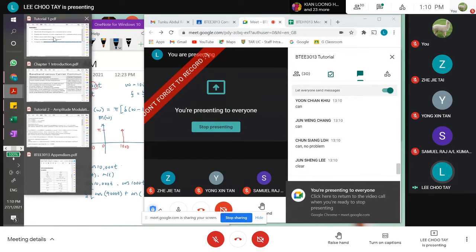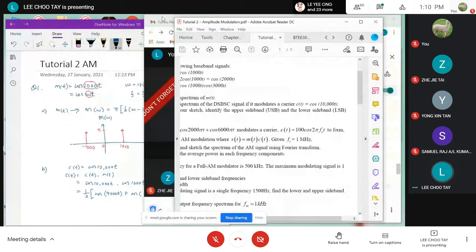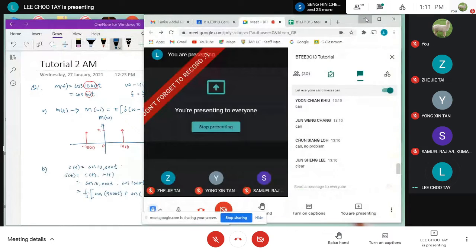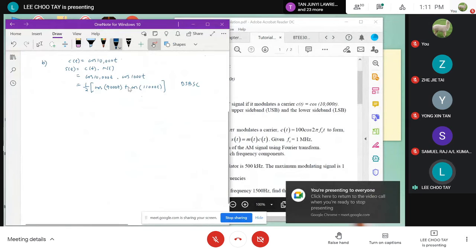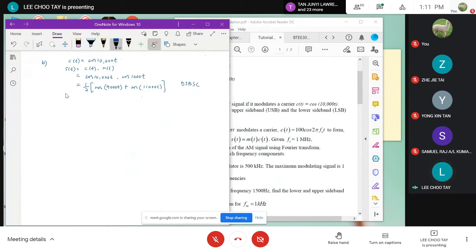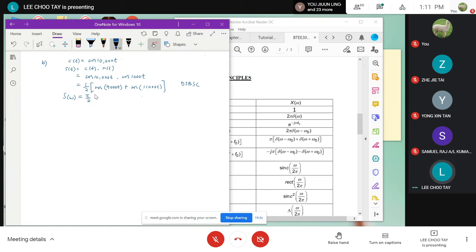Draw the next one. Where am I? Tutorial 2. Yeah, this is tutorial 2. So now, if I were to convert this one into its Fourier transform, that means again I'm going to use omega. Make use of the appendix. It will be again multiplied by a factor of pi. Because this is half, what I have is pi over 2.